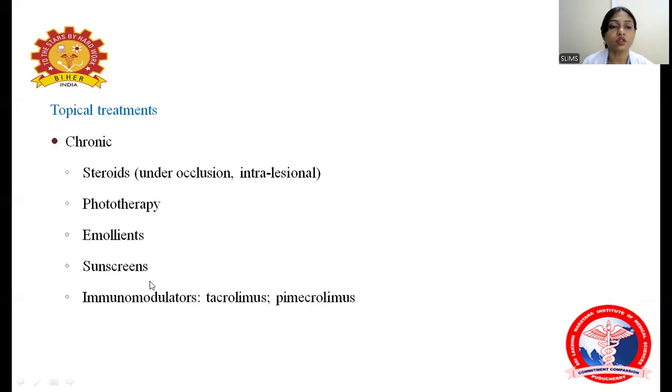For chronic eczemas, high potent steroids under occlusion can be given. Even intralesional steroids can be given when there is lichenification. Phototherapy, emollients, sunscreens in cases of photosensitive eczemas, and topical immunomodulators such as tacrolimus and pimecrolimus, all these can be given in patients with chronic eczema.